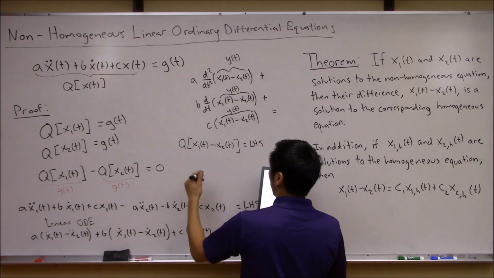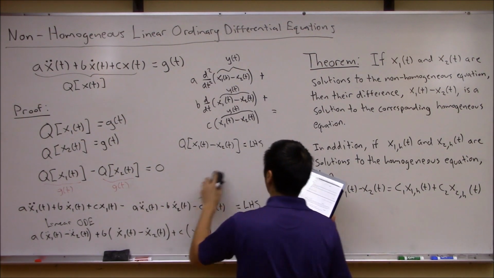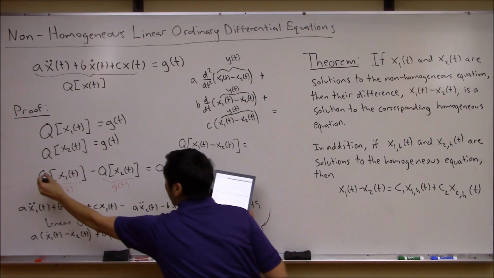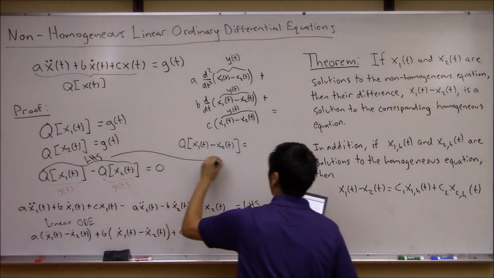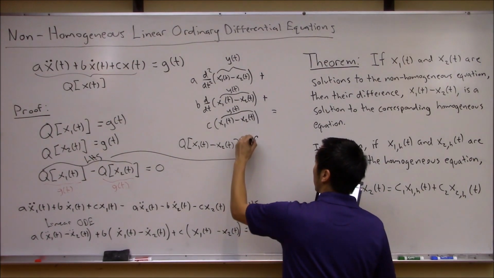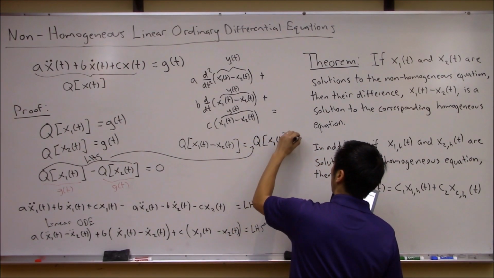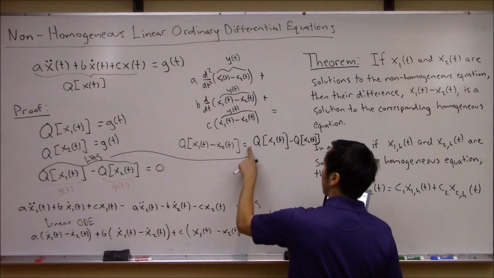So this is actually interesting. We're basically saying that this left-hand side, that's this thing right here, the left-hand side of the equation. So let's just jam that in here. So this is Q of x1 of t minus Q of x2 of t.